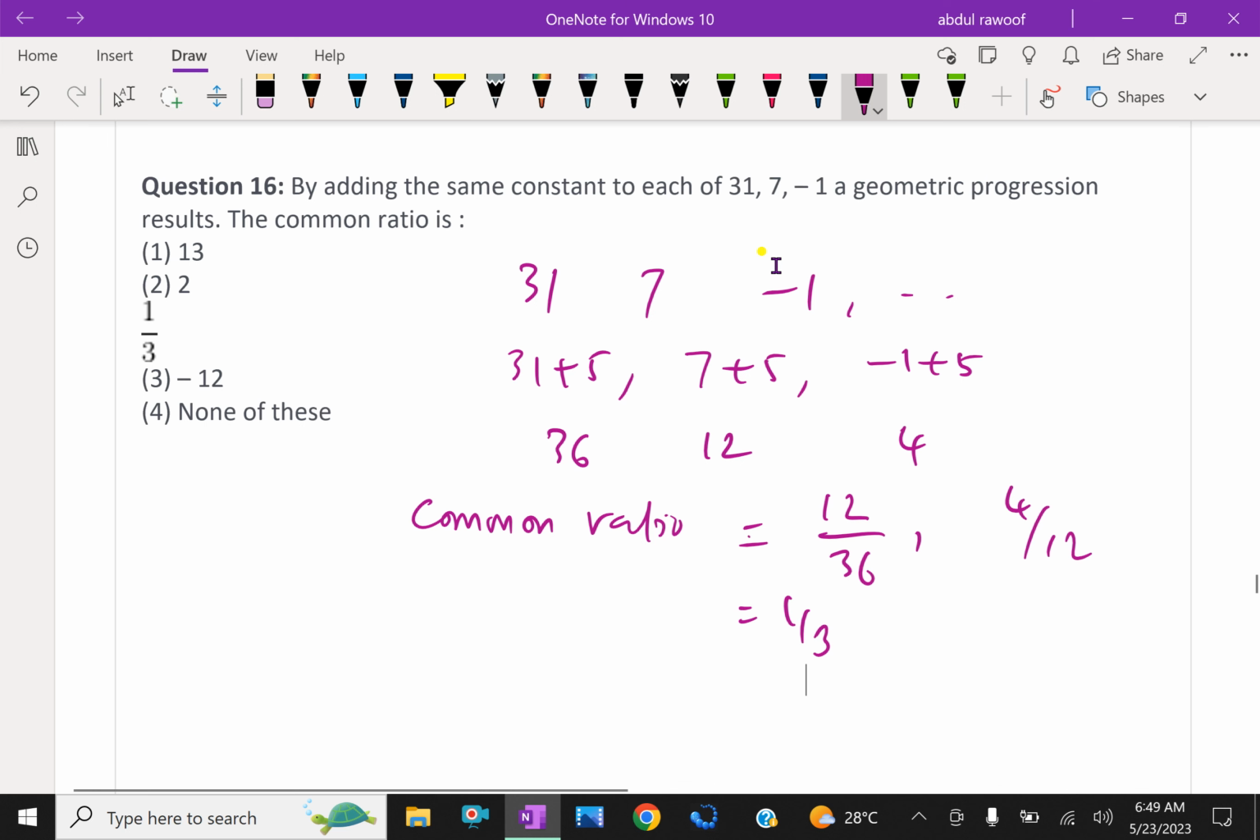Common ratio is 1 by 3, but there is no common ratio. Here the common ratio is 1 by 3. There is no 1 by 3 in the options, so this is none of the above. None of these common ratios here.